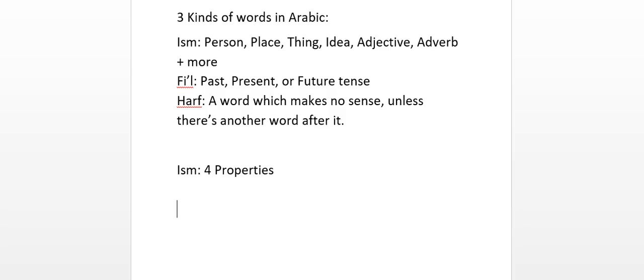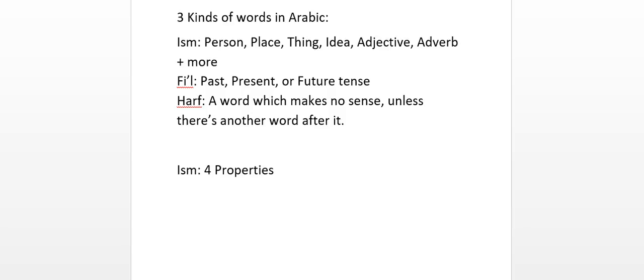The way I like to describe the four properties is similar to having four legs on a table. Like how a table has four legs, if I remove one leg, it cannot function as a table. So similarly, if the ism is void of even one of these properties, it's not going to be regarded as an ism. So an ism has to have these four properties.